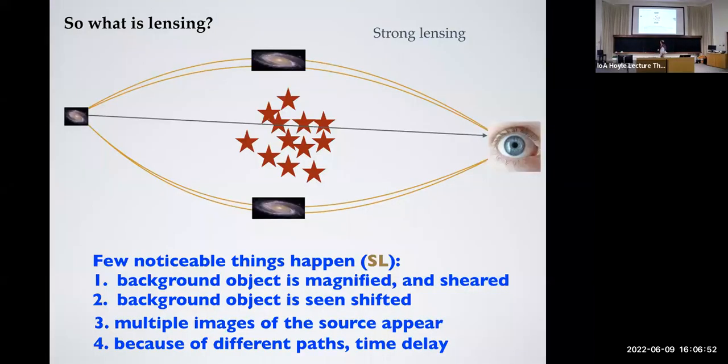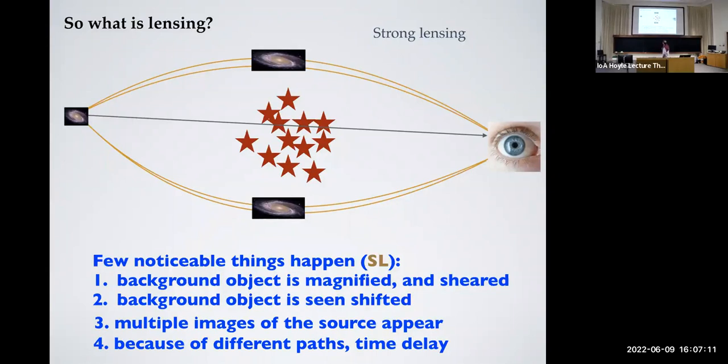So in the strong lensing regime, what happens in the sketch which we just saw, if we project it, then there are a few things that are noticeable. First of all, galaxies are magnified and sheared. The background galaxies are shifted away from the real position. There are a few appearances, a few images of the background source that appear.